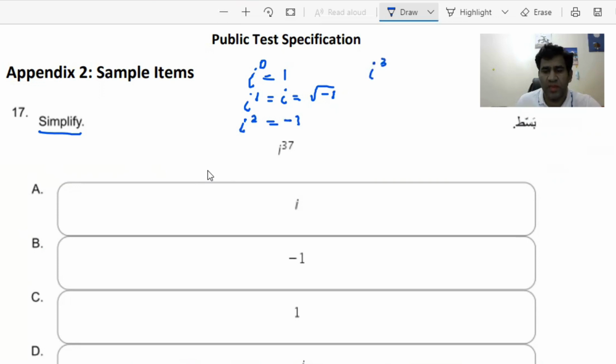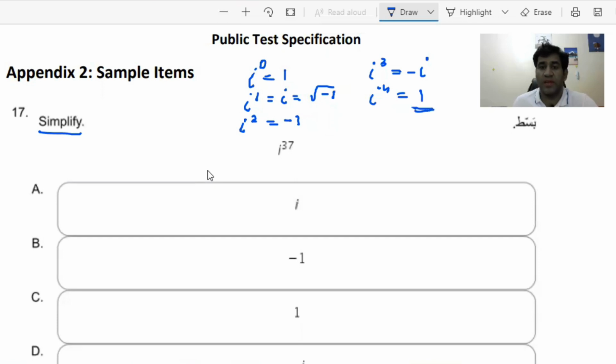I to the power 3, you can write it as -I, and I to the power 4 is equal to 1. So remember this one. This value you have to remember. So I to the power 0 is 1, I to the power 1 is I itself, I to the power 2 is -1, I to the power 3 is negative I, and I to the power 4 is going to be 1.